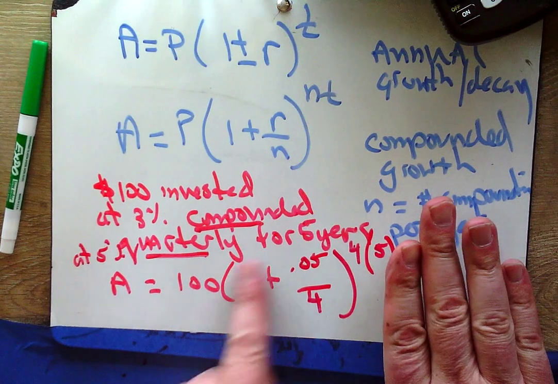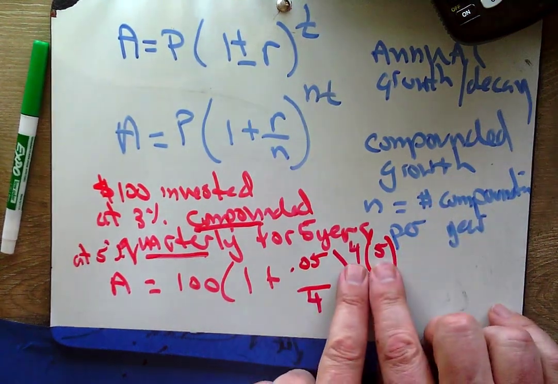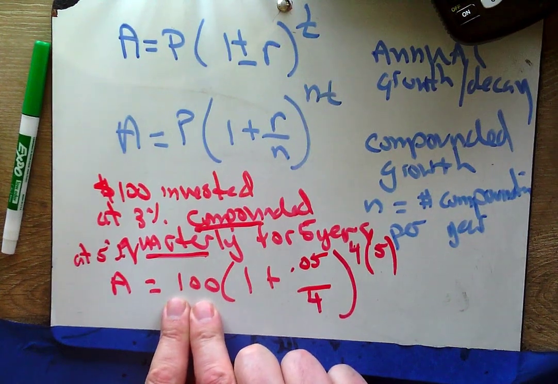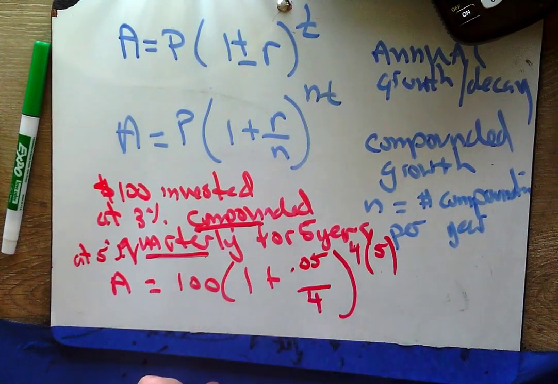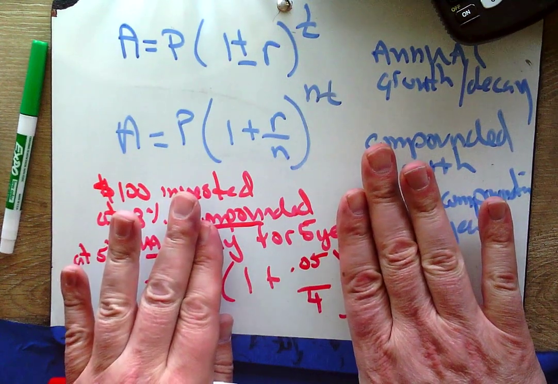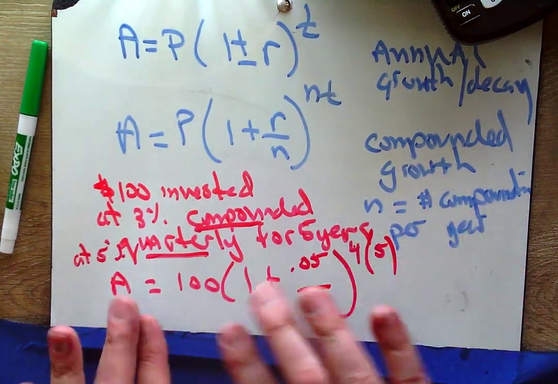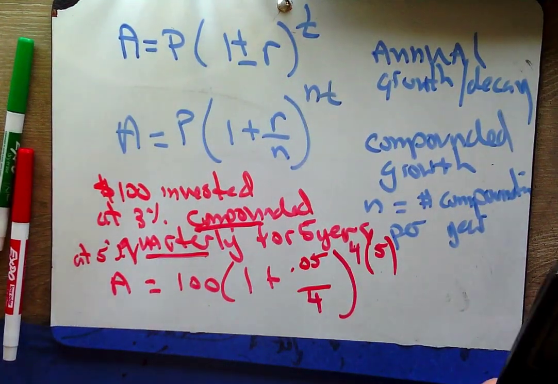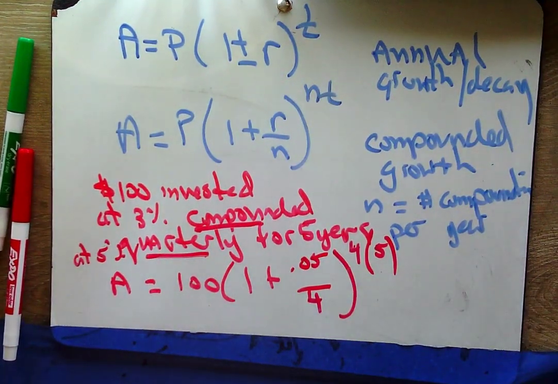Remember, tidy up what's in parentheses, then raise it to the 20th power, and then finally multiply by 100. Do not try and distribute that 100. You've got to do PEMDAS. Do what's in parentheses, then do the exponent, then do the 100. Why don't you type this into your calculator, and let's just make sure we all get the same number.